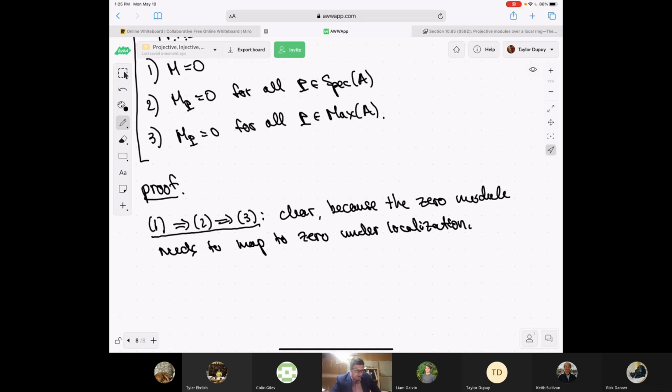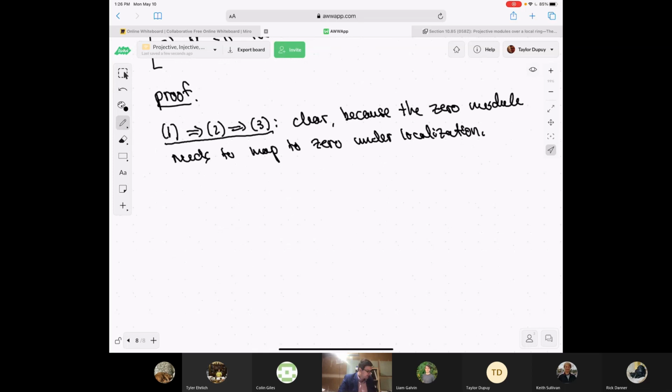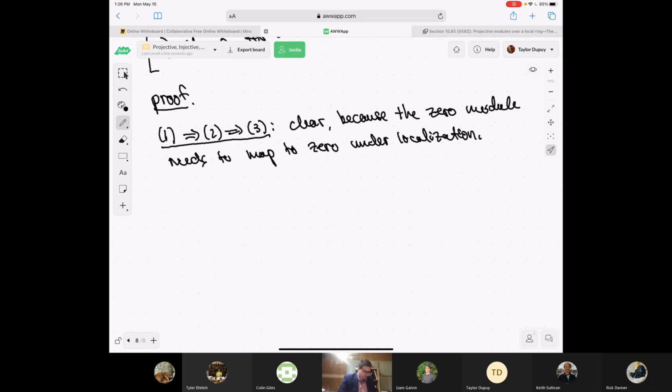So every prime ideal can be further localized into a maximal ideal. That has to do with the way that localizations kind of commute with each other. So the localization of a localization is just a localization. And to do that, you use the universal property. All right.